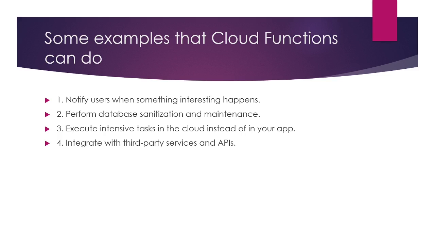The fourth one is integration with third-party services and APIs. It's the same as the second one. It's something you don't want to put in the front end, on the user's device, because it contains some tokens and keys. So it's more secure to put it in the backend, and that's why you write it in cloud functions.